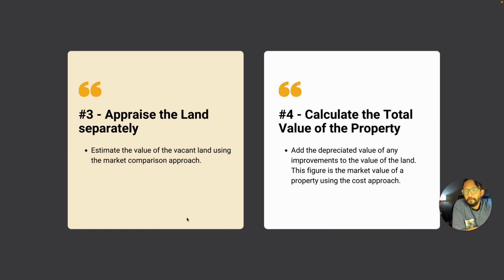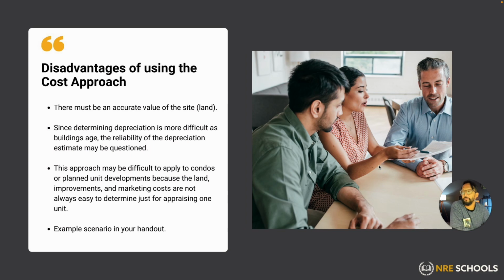Step number 3 of the cost approach is they got to value the land. They got to take that land into consideration. So step number 1, how much does it cost to build that structure brand new? Number 2, let's depreciate. Let's take in any possible depreciation, deduct that, and then we have to calculate the value of the land. And number 4, do your calculations. That's how they do their cost approach for that type of appraisal.